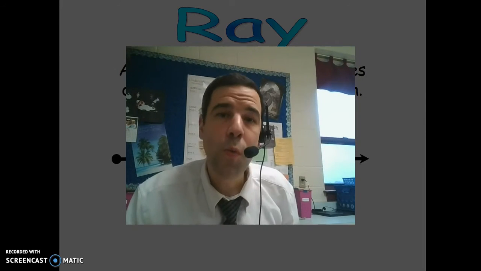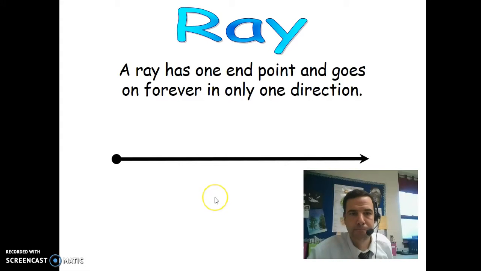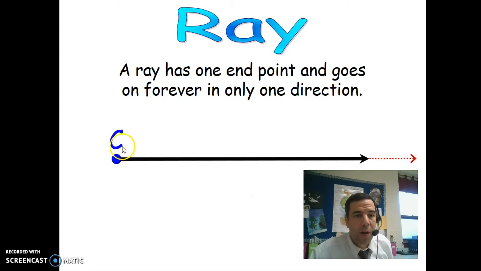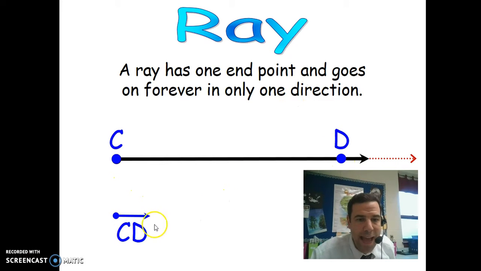Let's continue with more about ray. I can extend it, as you can see, with that little red dot, but we also talked about labeling. So I'm going to label the one endpoint C and then a point on the ray D. So I can say that this is ray CD. And you'll notice that when I write it in geometry terms, as long as you have the dot and the arrow, you're good to go. Let's take a look at the third and final line that you need to know.